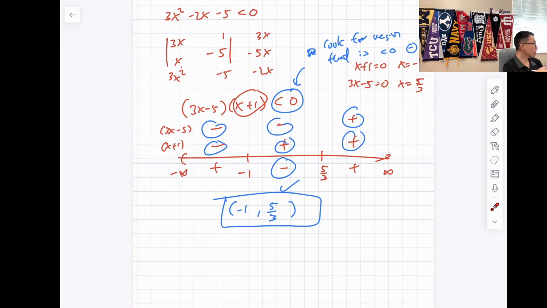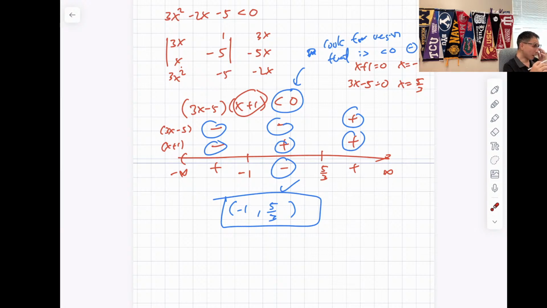Yes? If we were looking for greater than, would that be like a union? Yes, it will be this interval union the other interval. Everybody understood?